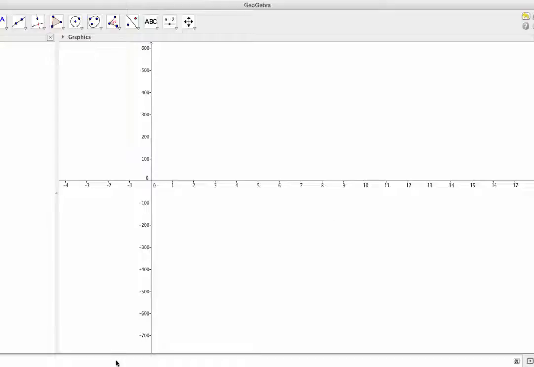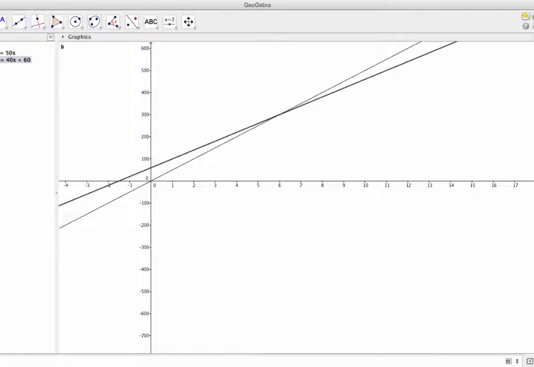Okay, now plotting those two equations, I'm going to use GeoGebra for this. I'm actually going to use y equals 50 times x in this case. Okay, and that's plotted there. And then for my other one, I'll use y equals 60 plus 40 times x. Okay, and you can see that we've got our two equations there.